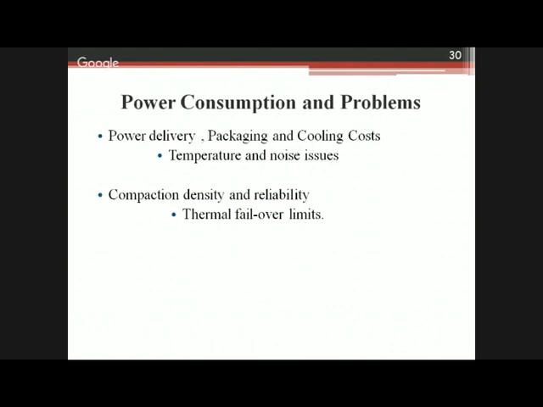And what are the problems? That is compaction density, reliability, and thermal failover limits. Basically, due to the hotspots, because if I'm talking about the silicon chip on which all of my components are placed or integrated, the power on that entire silicon chip is not uniformly distributed. If it were uniformly distributed, there would be no need to discuss the concept of power aware architecture. But the power distributed on the silicon chip is not uniform.